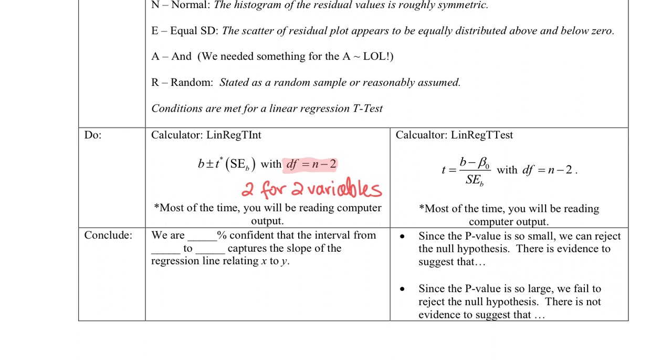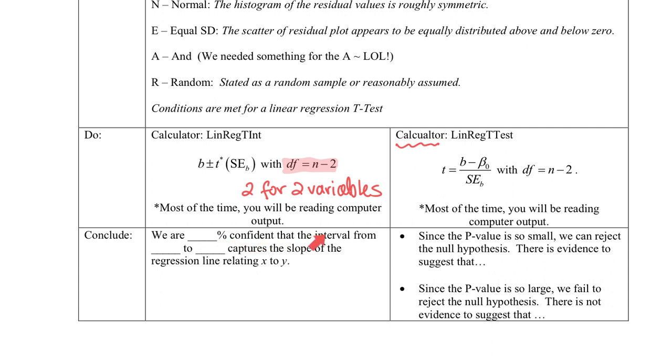I just noticed calculator is spelled wrong there. All right, but for a test instead of an interval, your t-value, of course, is your observed slope minus your null slope divided by your standard error. Still, degrees of freedom are n minus 2. And like it says for both of these, most of the time you're just going to be reading a computer output. We'll see an example.